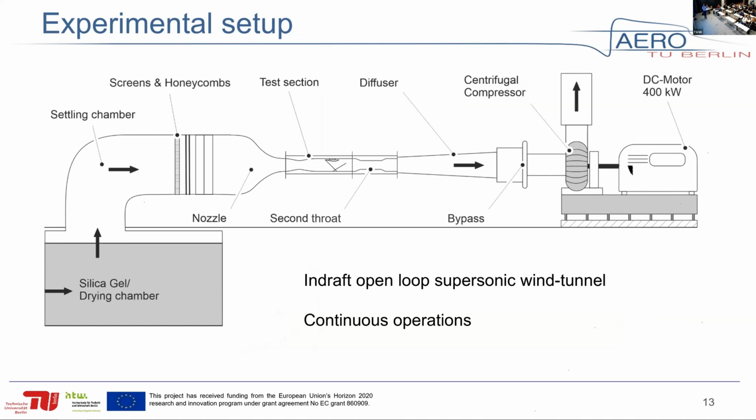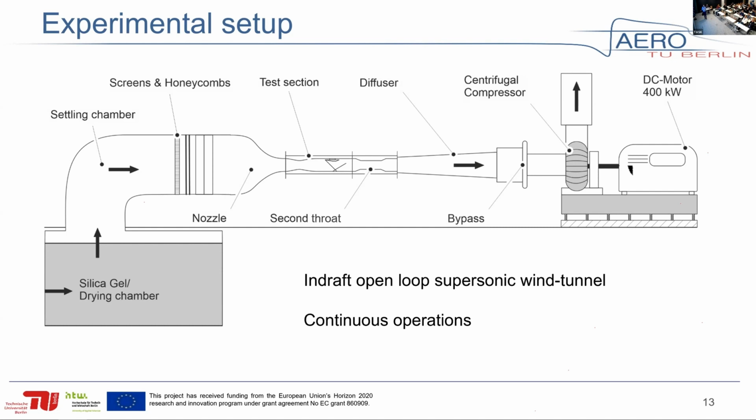And this is our supersonic wind tunnel. It's an open loop continuous wind tunnel. It has in-draft operation, so the air is sucked in from the outside. So the total conditions are ambient conditions. The air enters a silica gel drying chamber where the humidity is removed, and then enters the settling chamber where the turbulence is lowered, and it finally enters the test sections. And the test sections are interchangeable, so we can change the Mach number and the flow configurations.